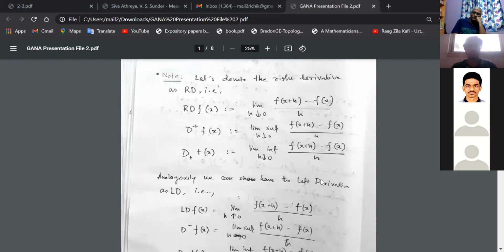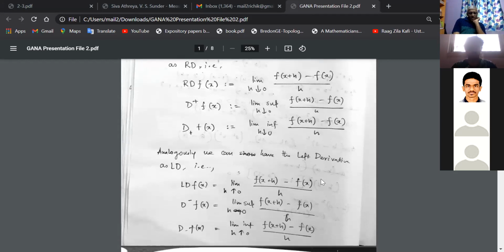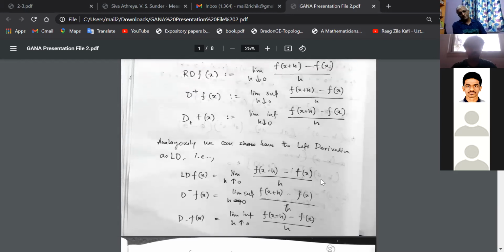Now some terminology we will use later in the proofs. Let us denote the right derivative as Rd f(x), that is, the limit as h tends to 0 of (f(x+h) - f(x))/h, and the standard definitions. In the later part, when we prove the theorem at the very end of my presentation, we will need D^+ f(x), the upper one, and D_- f(x), the lower one. These two will be required.